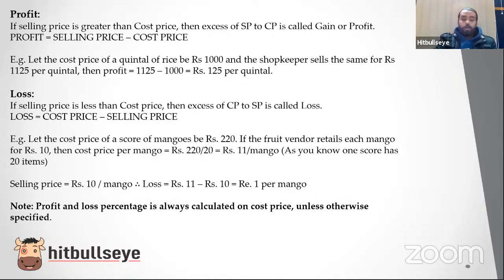Now a very important note, profit and loss percentage is always calculated on cost price unless otherwise specified. तो अगर कोई आपसे पूछ रहा है कि मैं प्रॉफिट एंड लॉस किस एंटिटी पे निकालूं, सो सेलिंग पे निकालूं या कॉस्ट पे निकालूं, so always you have to remember that it is always calculated on cost price unless otherwise specified.